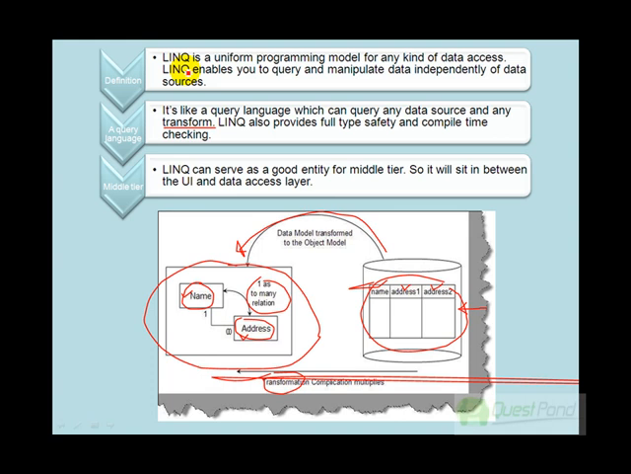Or we can say the transformation mainly takes place when the data flows from the persistent database like an RDBMS to the middle tier. So that's where we need transformation. That's why, because of this feature, LINQ becomes a very good entity for the middle tier. So that's one more advantage of LINQ.